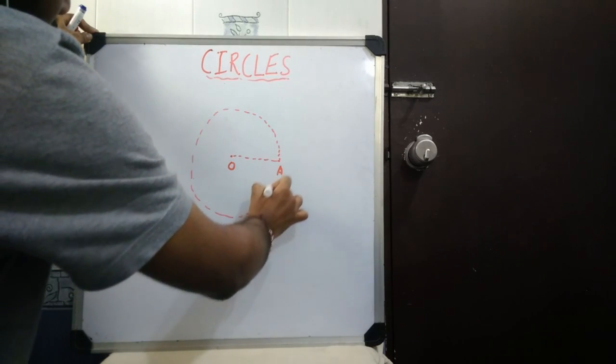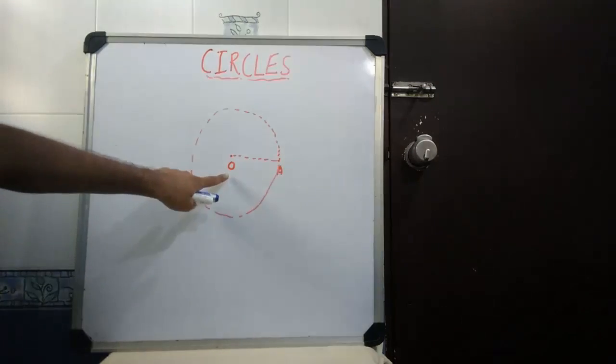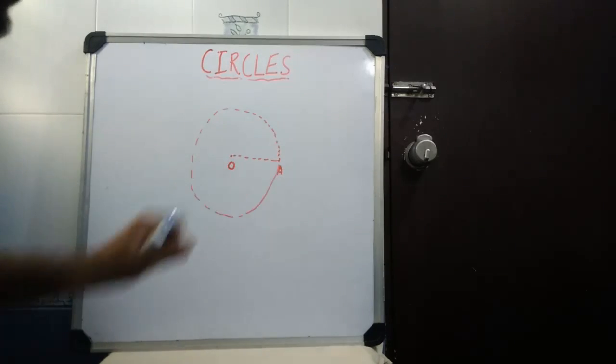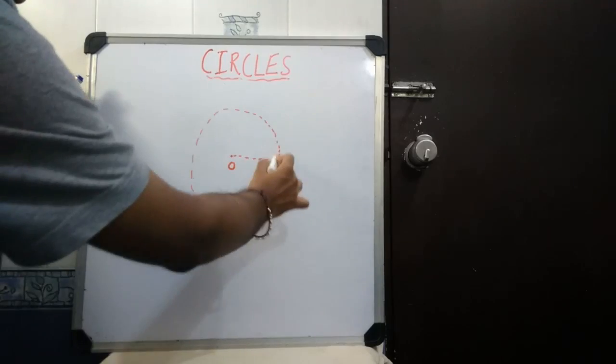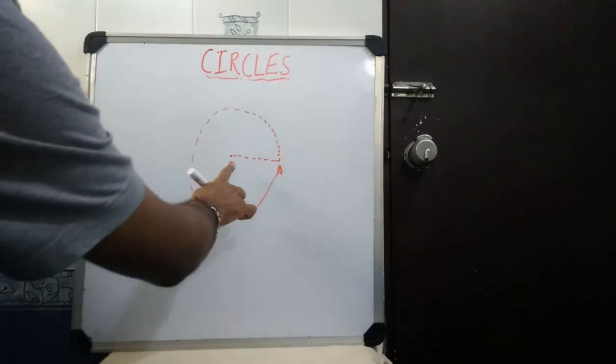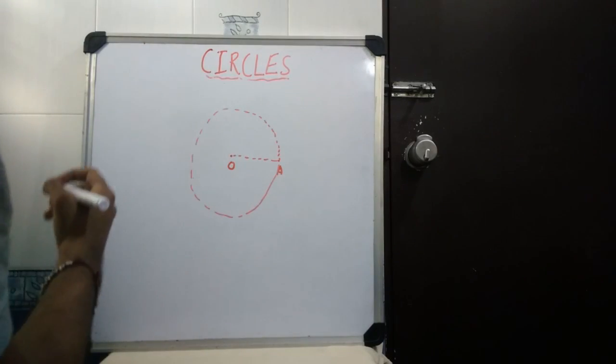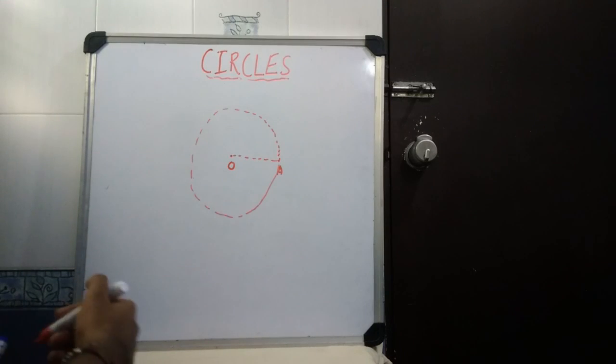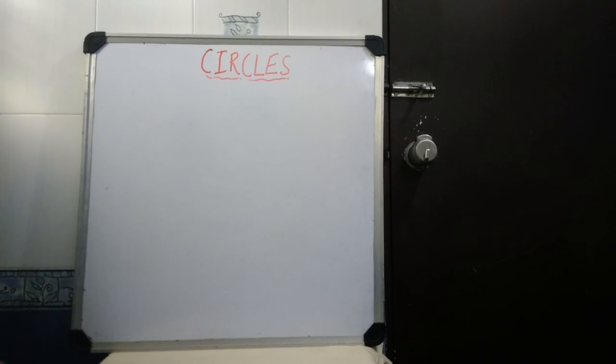Now imagine this is a person, and this is the stone which this person is holding, tied to a piece of thread, and this person revolves it. So when he revolves it, the path which the stone traces is called the circle. Okay, let's look at some terminologies with respect to the circle.